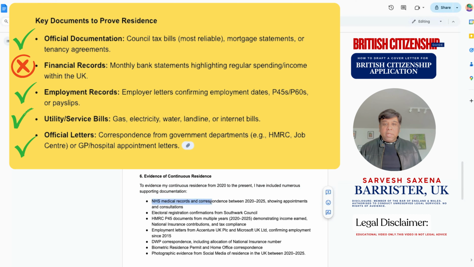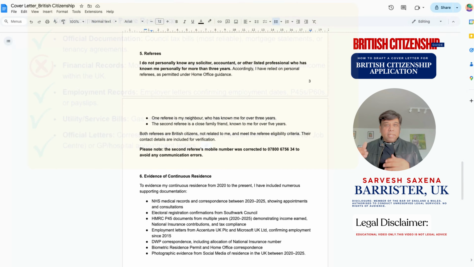NHS medical records of correspondence between 2020 to 2025 showing appointments. It is possible that in 2023 he did not visit any doctor, but in 2020 when he came to register, he started living in a new place, he changed his GP, he got a letter that is a proof of living in the UK also. Then he went to emergency one time, he had an issue, and that communication is also evidence of physically living in the UK. But what you need to do is make a timeline year by year.